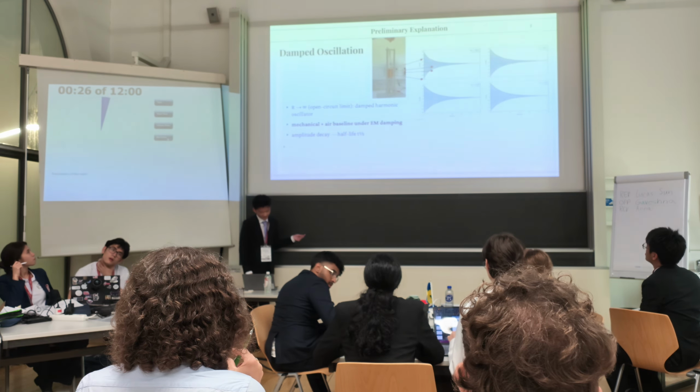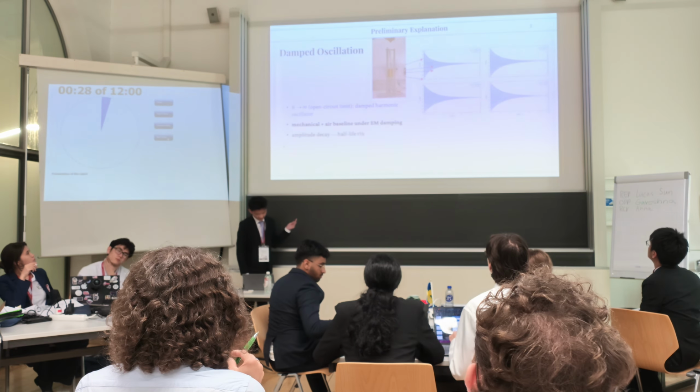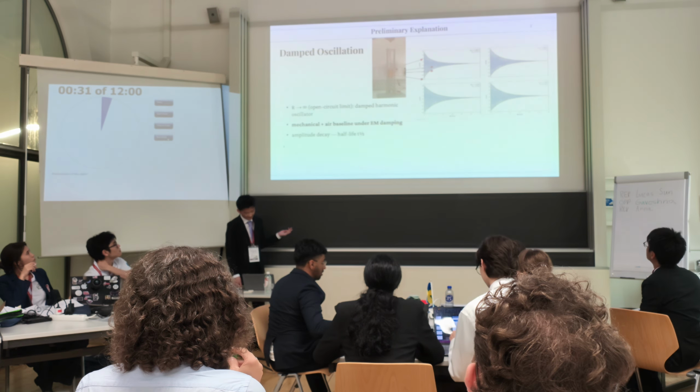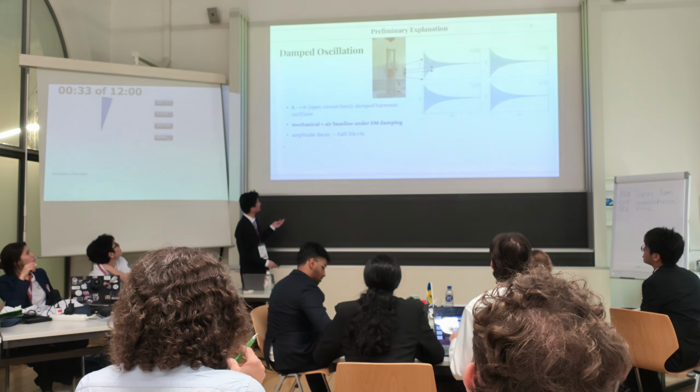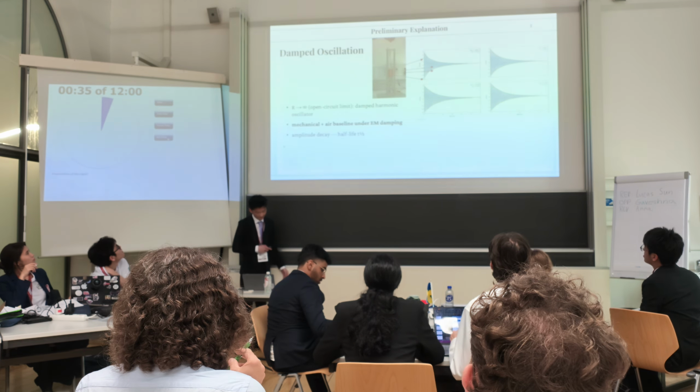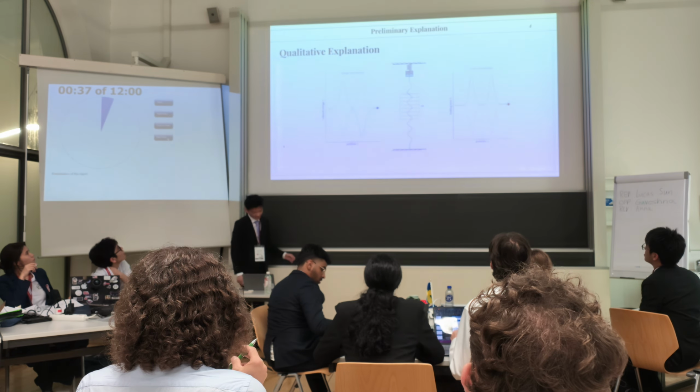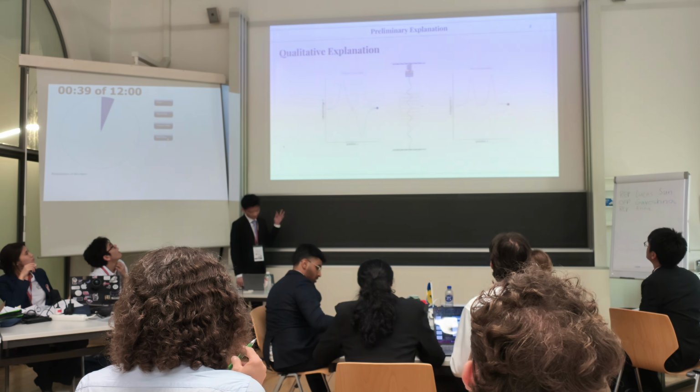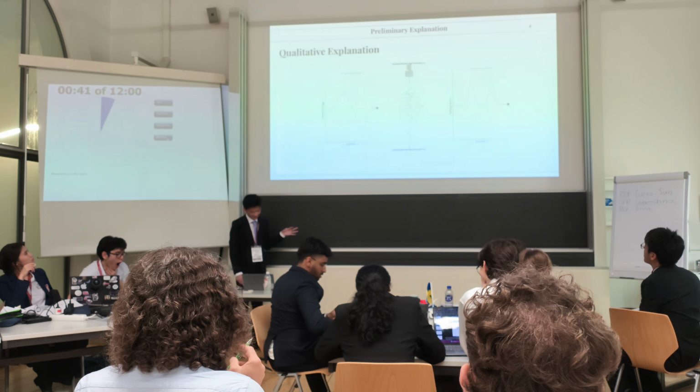With an open circuit, we just have a harmonic oscillator that is damped by air resistance. This is the infinite resistance limit, and we'll add the electrical damping on top of this system. And here's a qualitative explanation. Qualitatively, the motion has a few distinct phases.